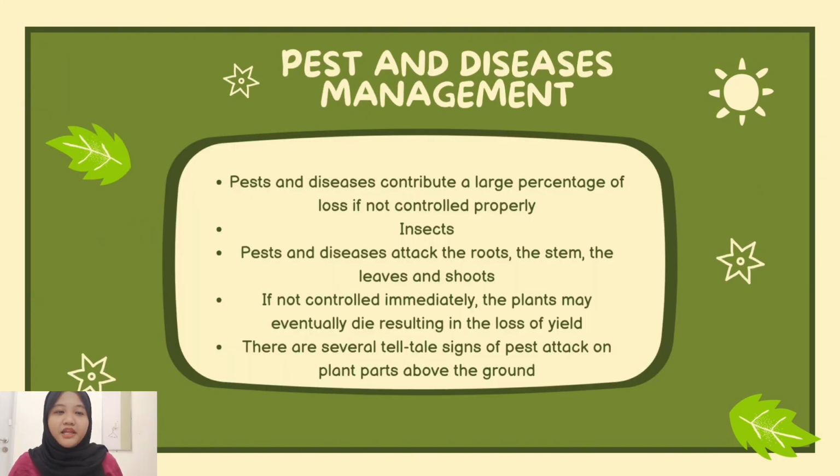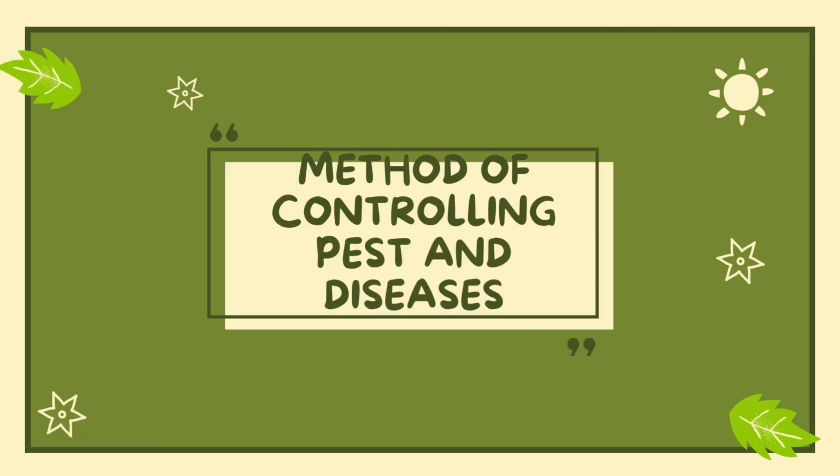Pests and diseases management. First one, pests and diseases contribute a large percentage of loss if not controlled properly. The second one is insect. The third one is pests and diseases attack on the roots, the stem, the leaf, and shoots. The fourth one, if not controlled immediately, the plants may eventually die, resulting in the loss of yield. The last one is, there are several telltale signs of pest attack on plant parts above the ground.